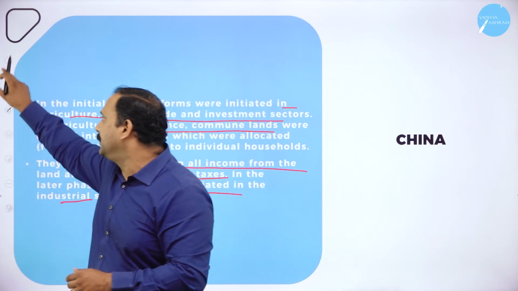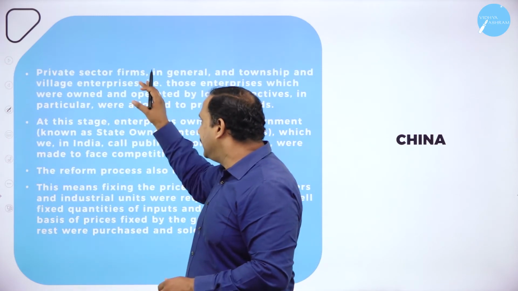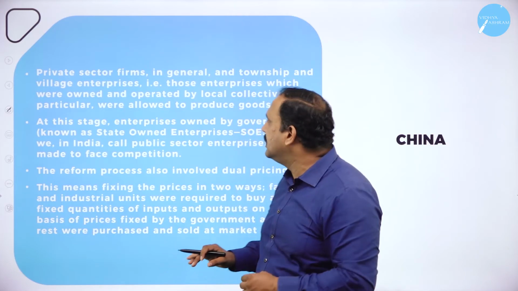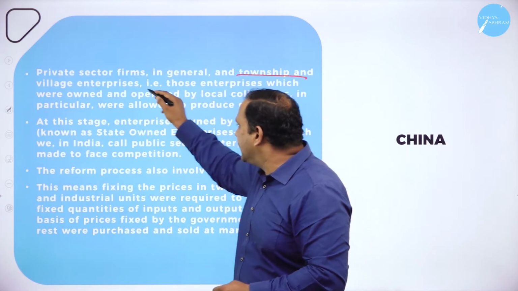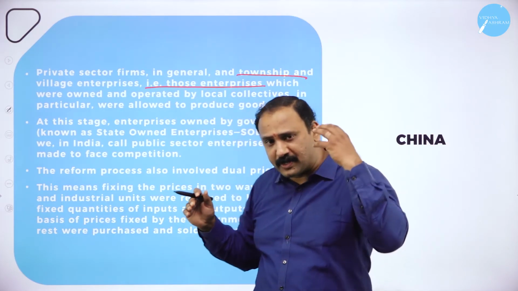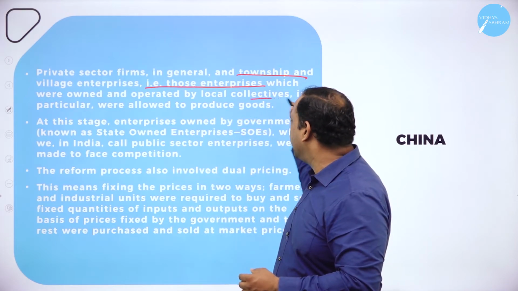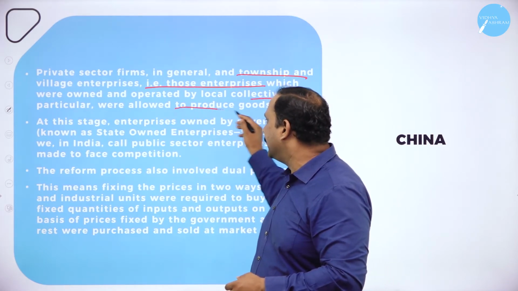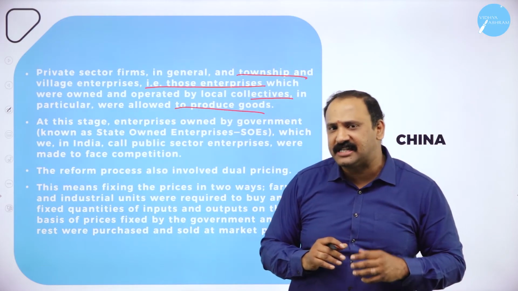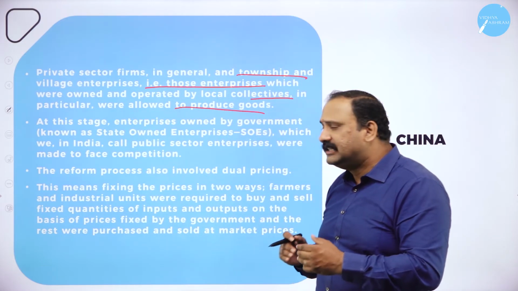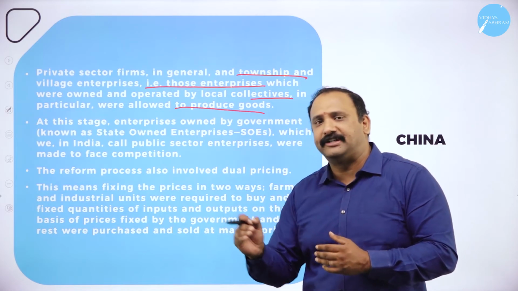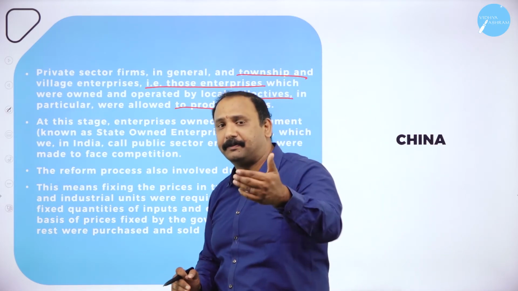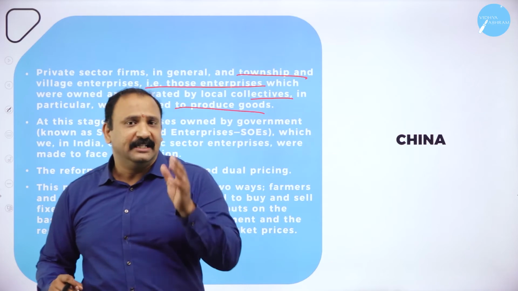Now, moving forward, private sector firms in general and township and village enterprises, those enterprises which were owned by and operated by local collectives, were allowed to produce the goods. So now what industrialization China did exactly brought into picture was that they wanted to push the private sector. Exactly, again, we are going to repeat the same thing in India.